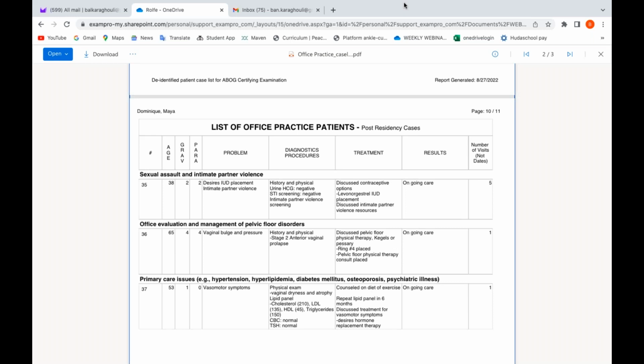What are some complications with pessaries? Complications can be increased vaginal discharge, as well as vaginal irritation. It can also cause erosions if the pessary is left in, and worse, it could actually cause a fistula.